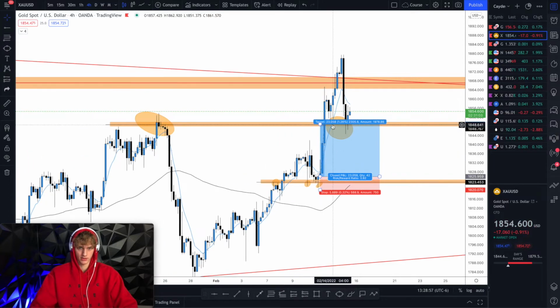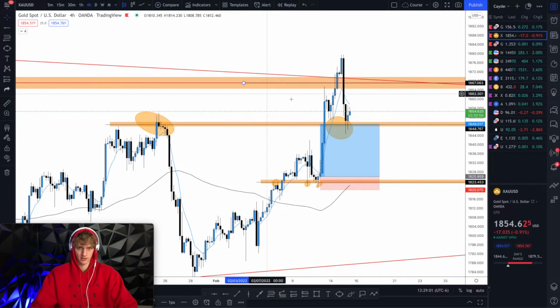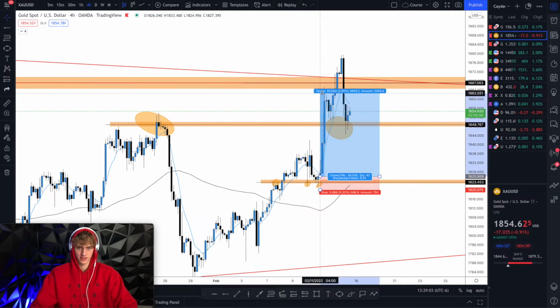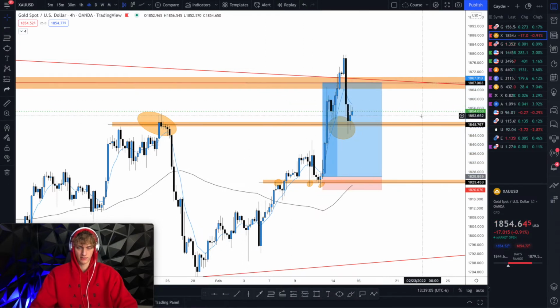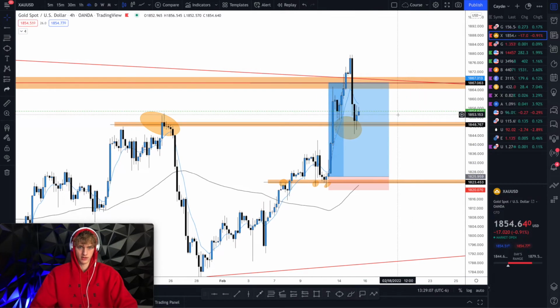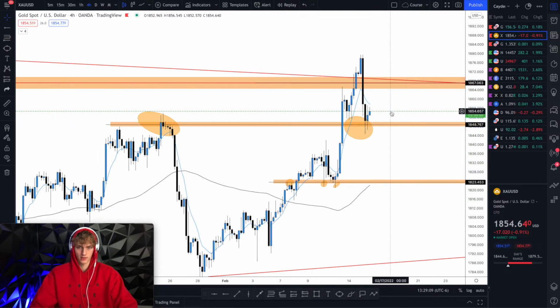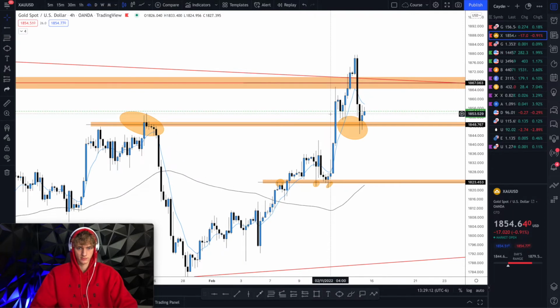If you were going to hold it, where would you hold it to? You would hold it to this next level up here, which is 1867, and it would even be more of a big trade. So that's just an example.